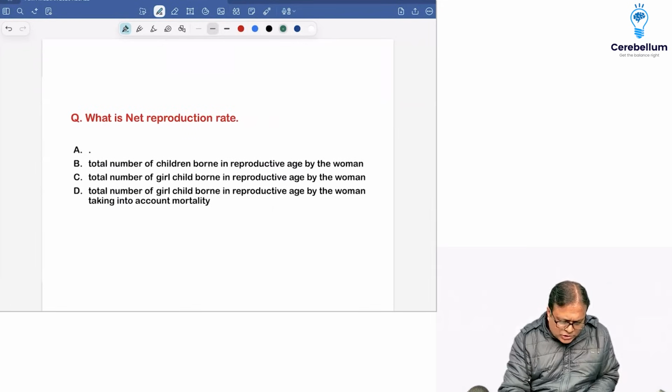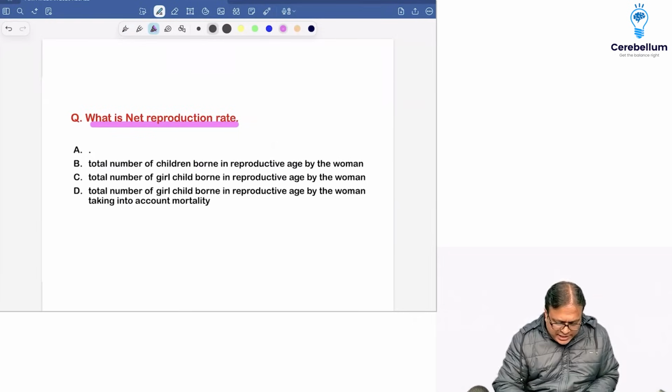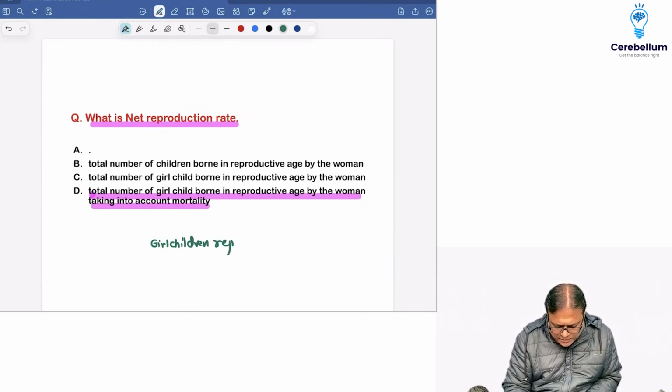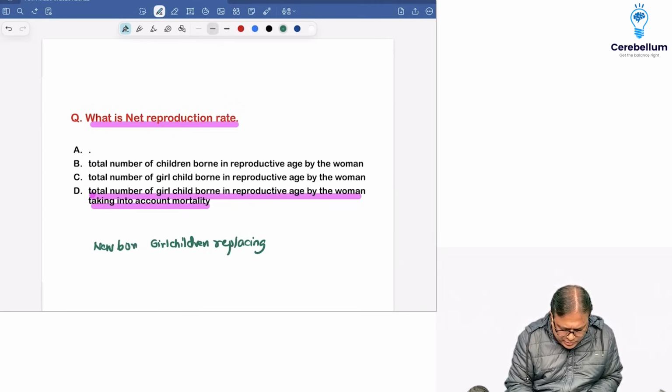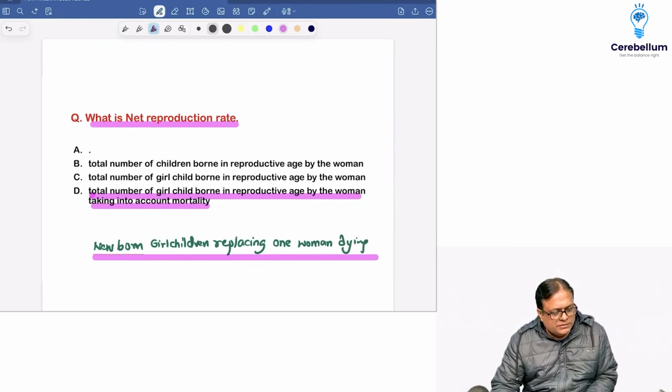Let's move further. There was a question on net reproduction rate, but students were getting confused by the language. See, in direct language: number of girl children produced minus mortality. Otherwise, you can say how many newborn girl children are replacing one woman dying. Both are the same correct answers. You have to tell me which was given.